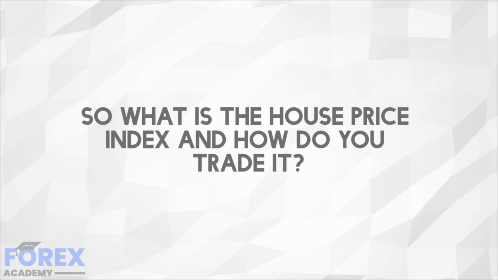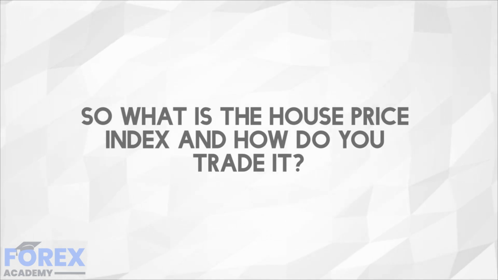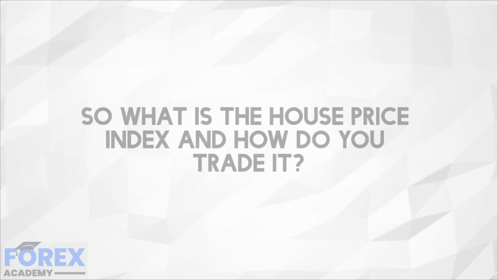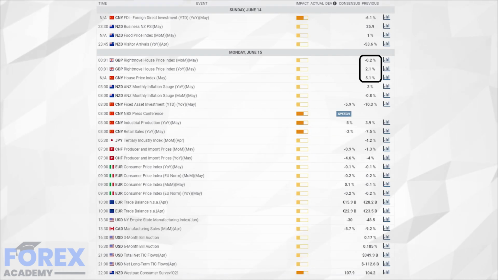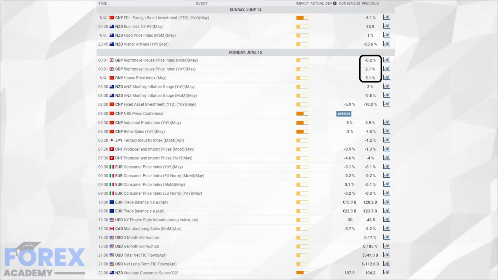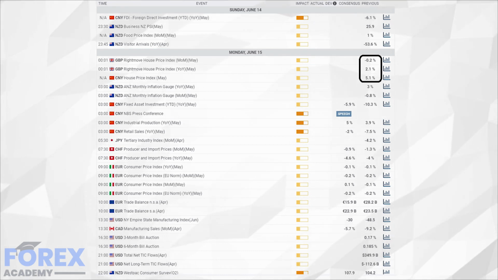So what is the house price index and how do you trade it? The house price index, or HPI as it's known, measures the price change in a value of residential houses. The data is typically released into the market on a month-by-month basis or updated on an annual basis. The data in all cases is calculated as a percentage figure from a specific start date. In most cases, the statistical method to calculate price swings is called a hedonic regression model.